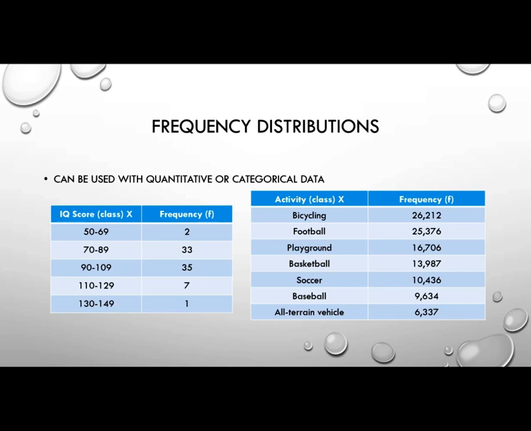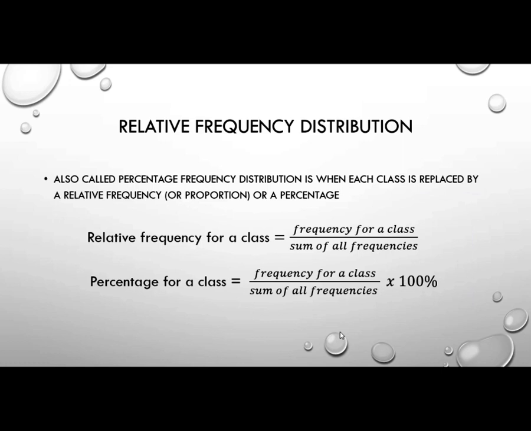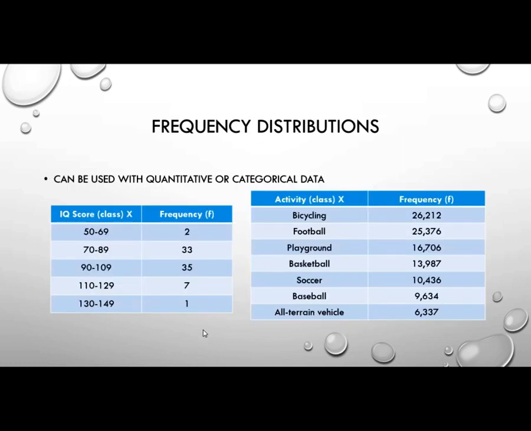If I sent out a survey asking people what's your favorite type of recreational activity, 26,212 selected bicycling and 25,376 picked football. We can display this in a table, or we can also graph it out. Right now, this is called a frequency distribution. The class is X and the frequency is F, the frequency of X.